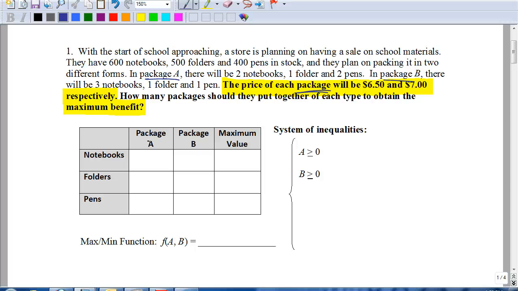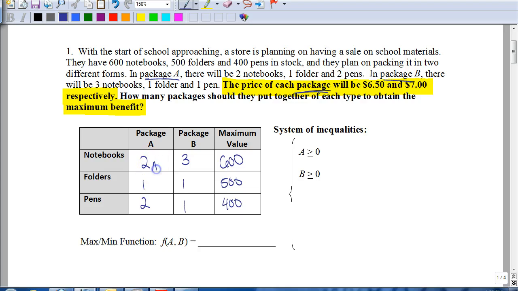So now when I reread this, we're going to see what our individual inequalities are going to be. So it says they have 600 notebooks, 500 folders, and 400 pens in stock. Those are your totals. That means that's what they have available to us. They have 600 notebooks, 500 folders, and 400 pens that are available. They plan on packing them in 2 different forms. In package A, there'll be 2 notebooks, 1 folder, and 2 pens. In package B, there will be 3 notebooks, 1 folder, and 1 pen.